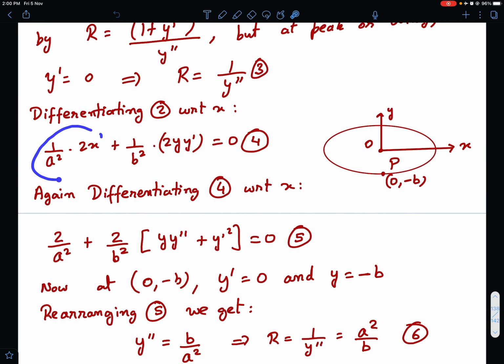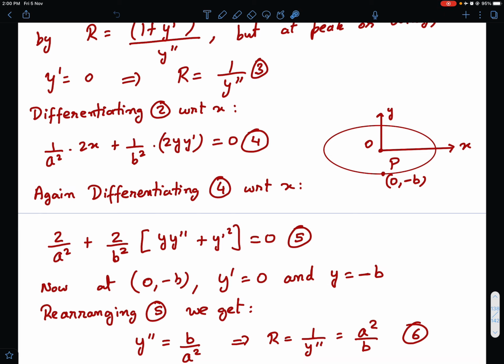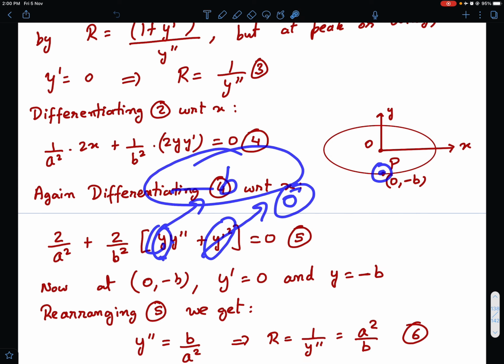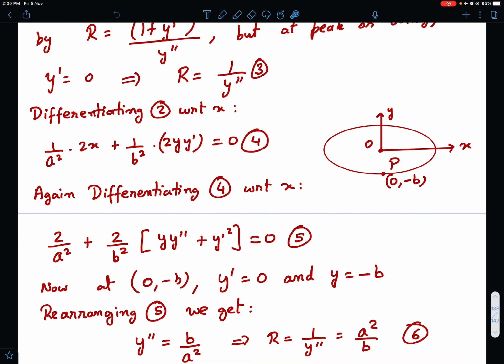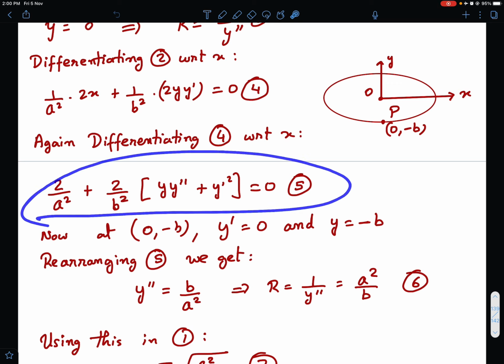Okay, so now I can differentiate this equation once more, and what do I get? So with respect to x, this becomes 2 by a square, because derivative of x is 1, and then this 2 is a constant, I take it outside, b square, then y dash derivative will be y double dash plus y dash squared. Okay, and this should also be equal to 0, and I know that at the valley this y dash goes to 0 and y is minus b. So I just put y as minus b and y dash as 0 and rearrange this equation to get the value of y double dash.